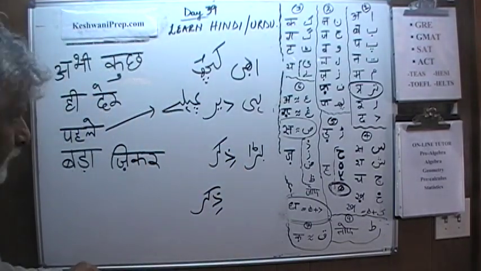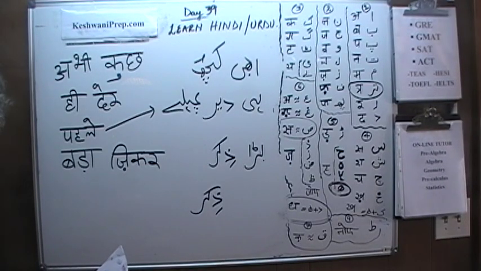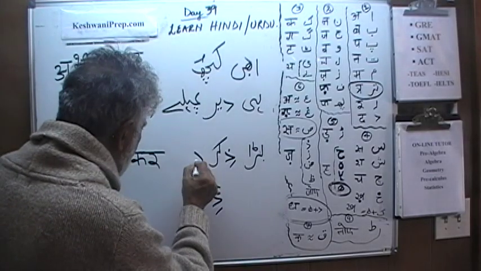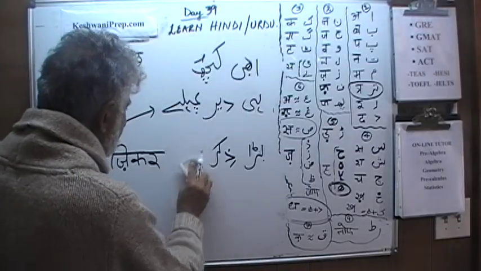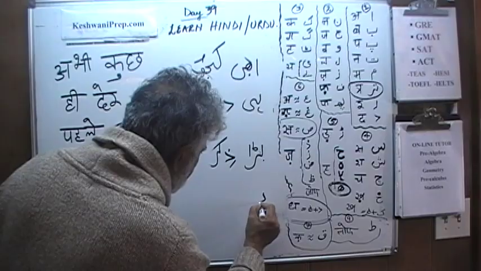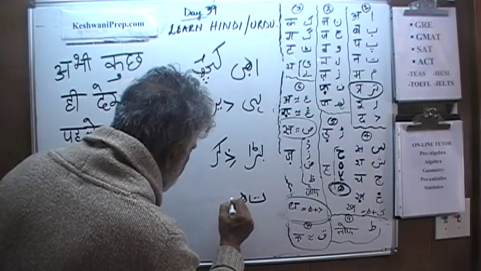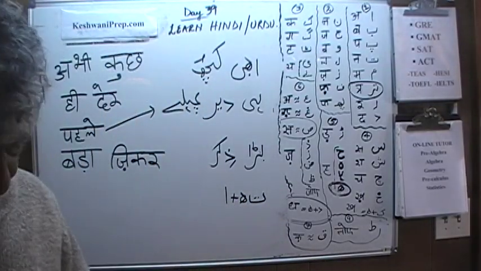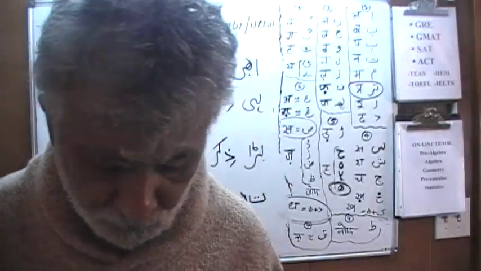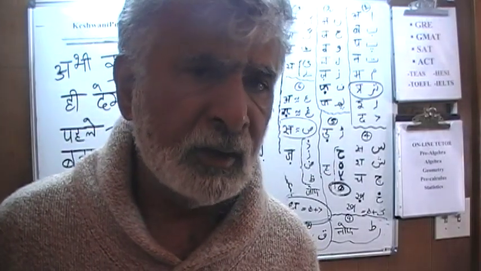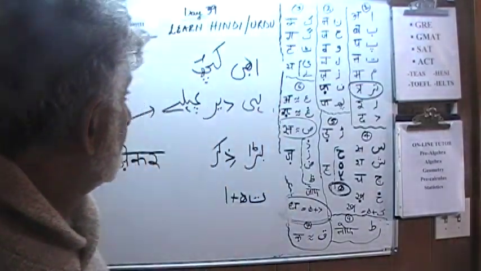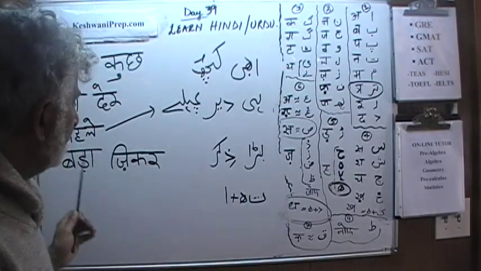जिक्र. अभी कुछ ही देर पहले बड़ा जिक्र था तुम्हारा. जिक्र था. I have not explained to you. Tha would be ta and a ha will combine with alif. That's a tha. I have not explained to you what zikr means. I told you it's a vocab word. Zikr means discussion. If you talk about something, that means zikr karna. Zikr karna means to talk about something, to discuss something. Abhi kuch hi der pehle bada zikr tha.